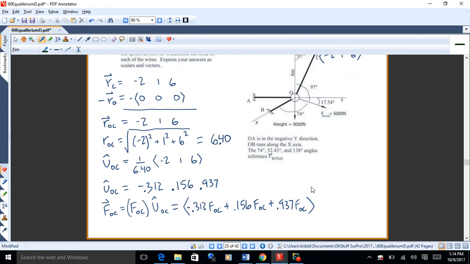So something like that, 6.4 for the length, which is the magnitude, divide through by that, and then scale it up by the force magnitude, which is just FOC. We don't know what that is yet, so that just factors through the unit vector. It's unknown right now. Now we're going to figure out what it is, but we don't know yet, okay? So just leave it as an unknown, factor it through. Just like if that force happened to be 2,000, you'd multiply 2,000 by each of the components. We're doing the same thing here.